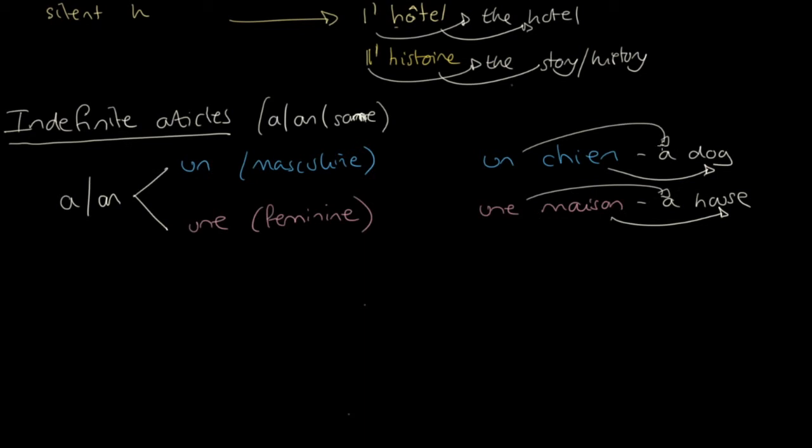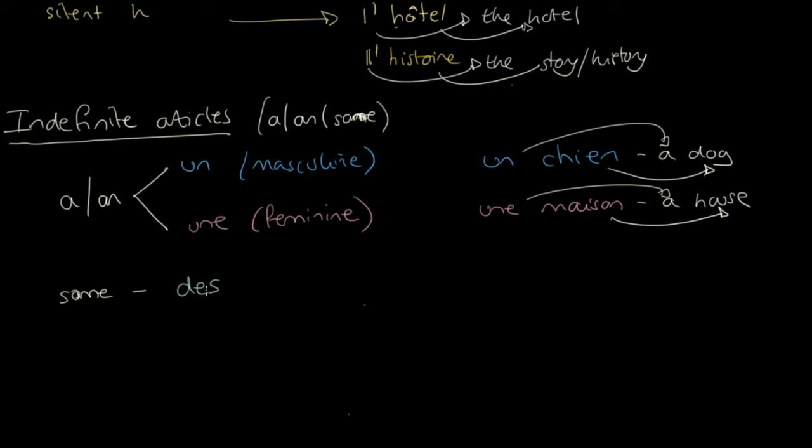So again, in English, exactly the same word, a, but in French, very important that we do know the gender of the noun that we're going to be using after it, because if it's masculine, we have to say un, if it's feminine, we have to say une. Now, you'll be pleased to hear the word for some doesn't change for gender, it's just des.